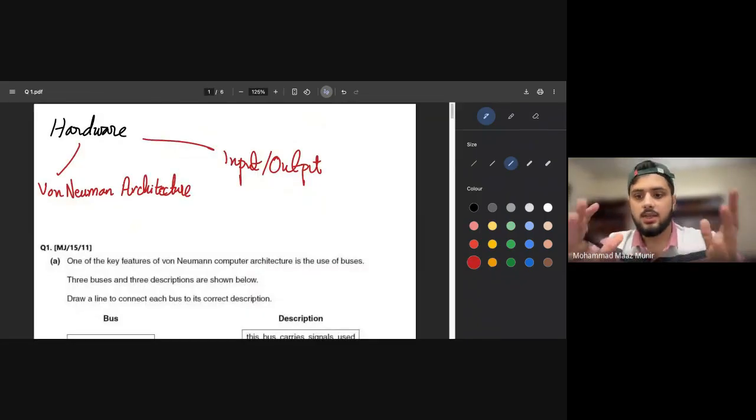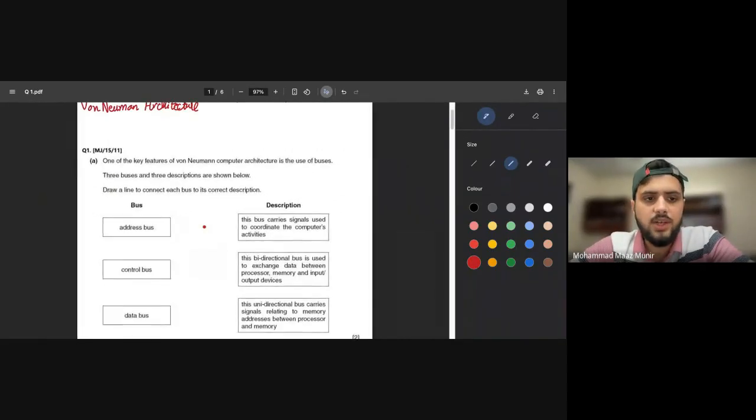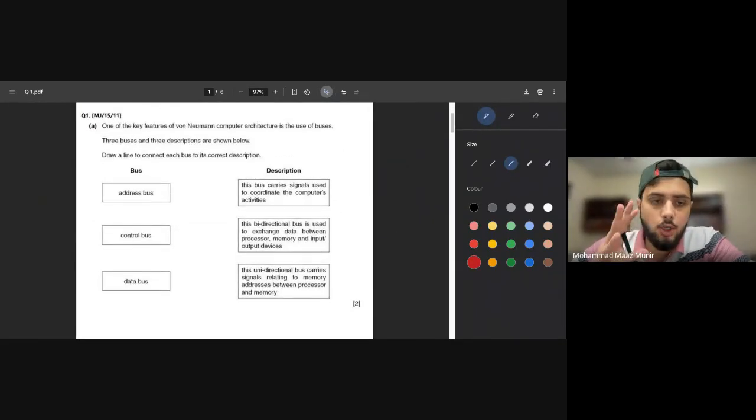All right, seeing none, let's directly jump on to the first question. This question is from May/June 2015. It is going to be testing the crucial concepts which are there in your syllabus even right now. If there is any concept which has been removed, we will not do that. So this question says: one of the key features of von Neumann computer architecture.